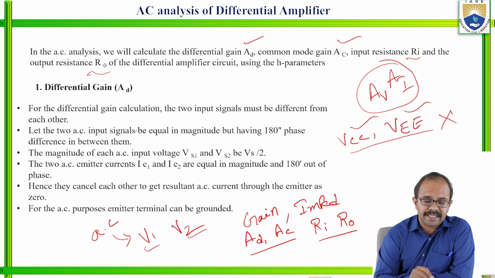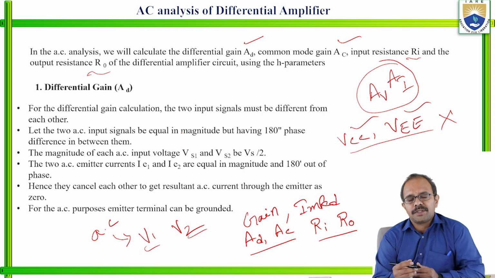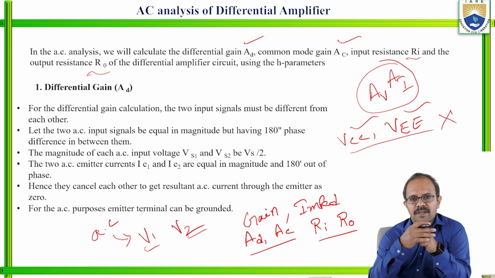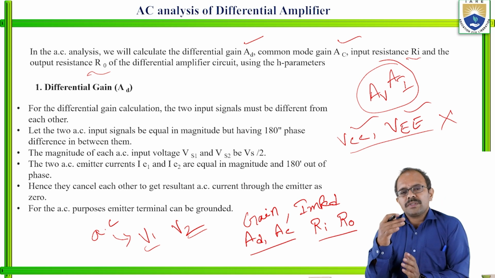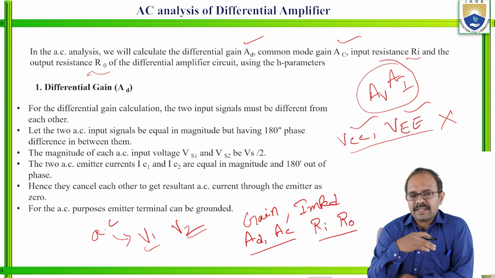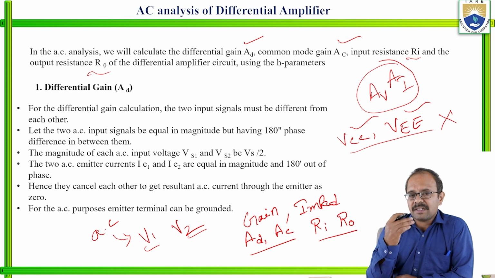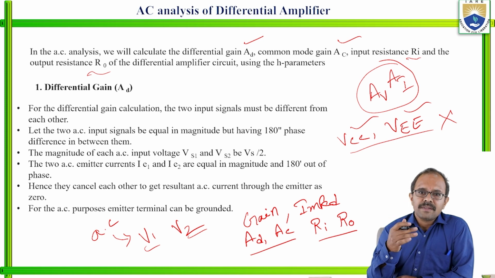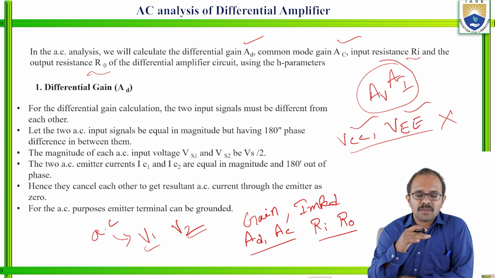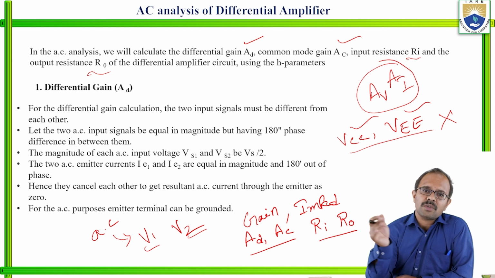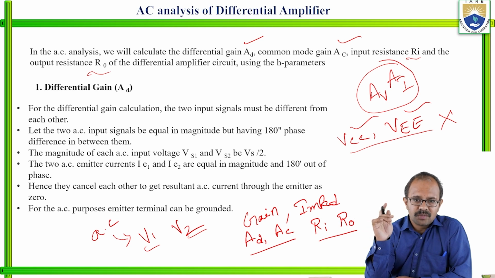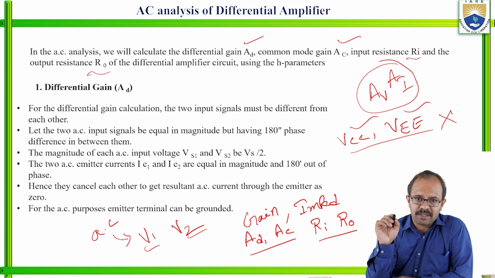Let these two AC input signals be equal in magnitude. We consider a differential amplifier, and how do we design it? By considering two symmetrical transistors. They are identical and ideal in nature. Similar kinds of semiconductor: if it is germanium, both are going to be germanium transistors; if silicon, both are silicon transistors. So we consider two identical transistors in the design of the differential amplifier.